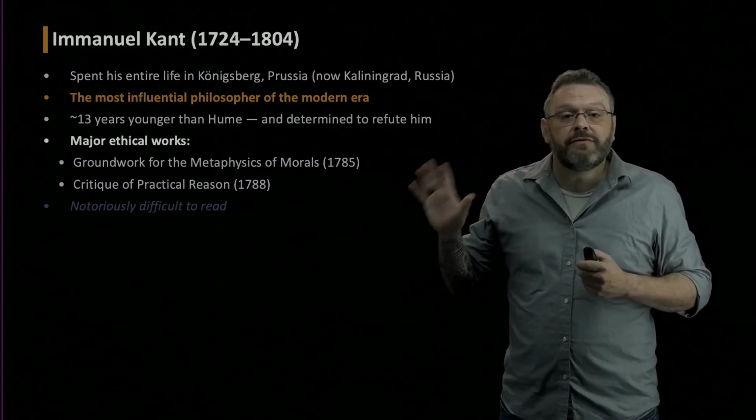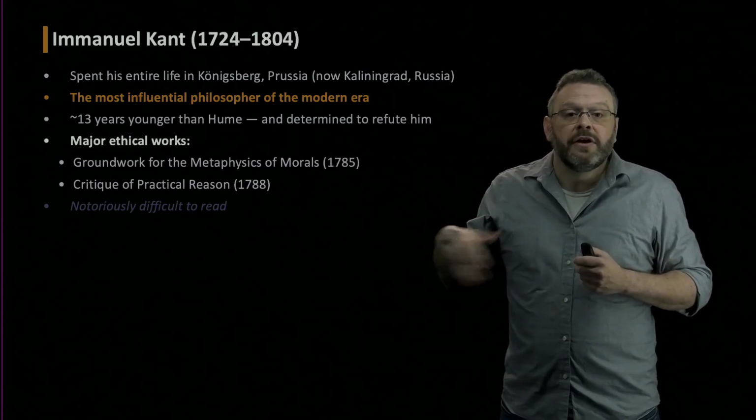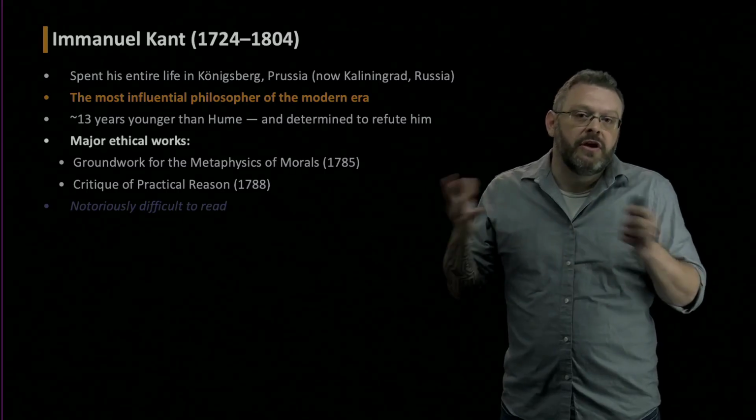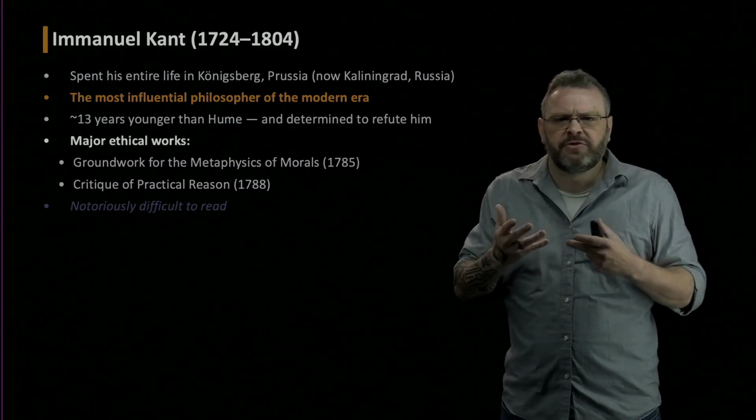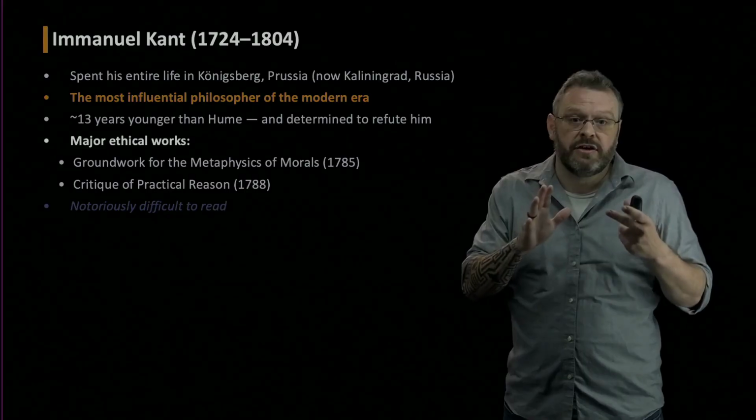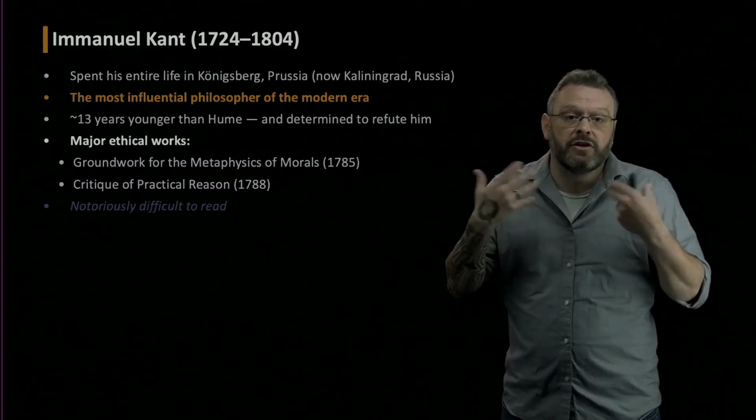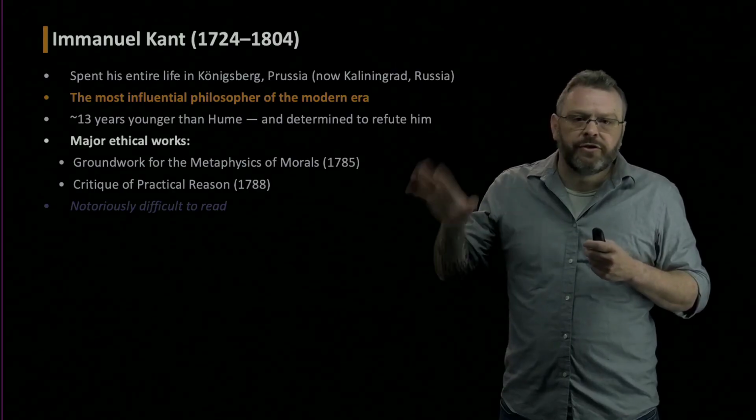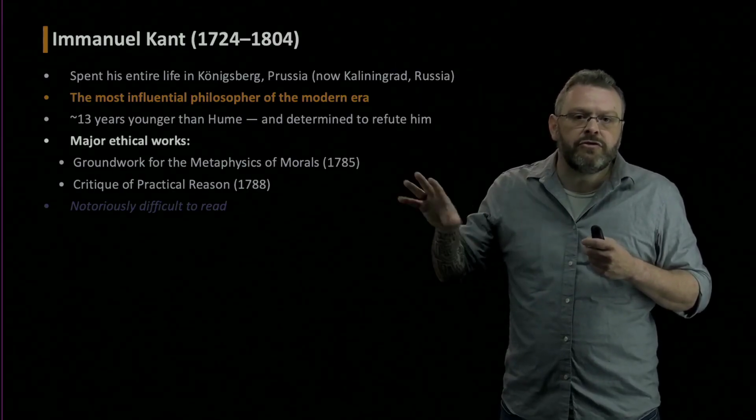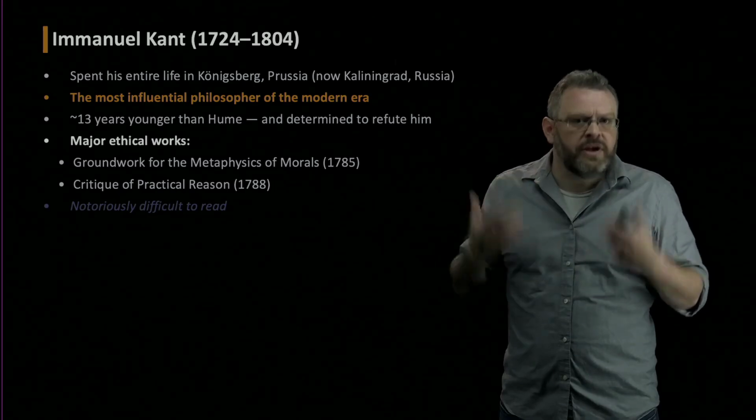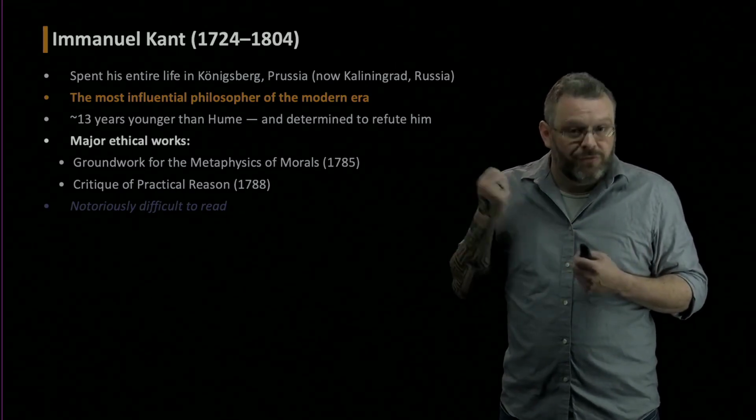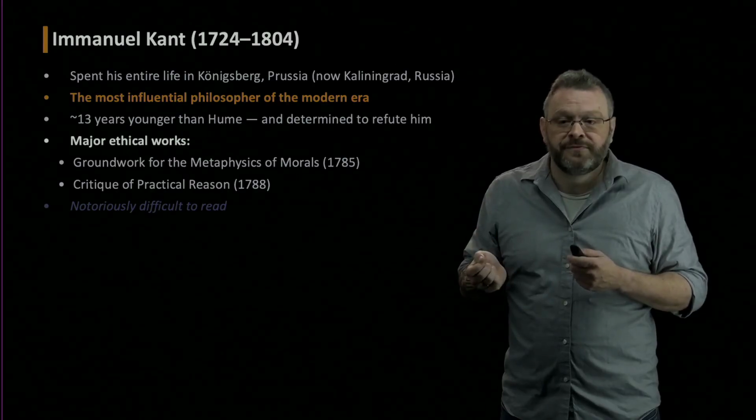If you remember David Hume, he was the guy we looked at in Module 3, who was arguing maybe for moral subjectivism, maybe for an early kind of emotivism or non-cognitivism. Kant was 12, 13 years younger than David Hume and was really heavily influenced by him, in the sense that Kant really wanted to refute Hume.